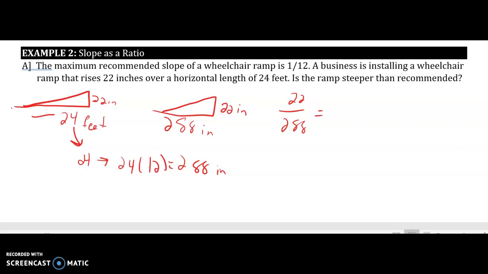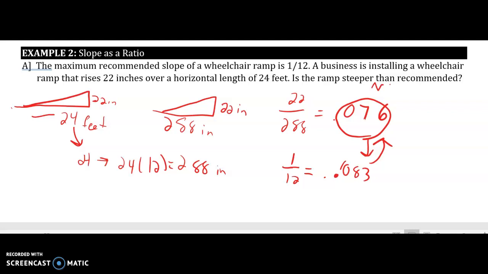What does that equal? If you divide that out, what is 22 divided by 288? It's 0.076. That's the slope in terms of a decimal. We could reduce everything and go that route, or we could just turn it into a decimal. What's 1 divided by 12? Isn't that like 8%? 0.8 something? Yeah, it's 0.083. So this slope is less than that, so we're good. It is less than the maximum amount. You can be equal to the slope or less.